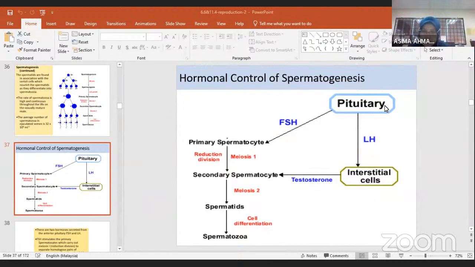All right, so these two hormones, again, the pituitary gland secretes both FSH and LH. So FSH will stimulate primary spermatocytes to undergo meiosis I, producing secondary spermatocytes. And then in order for secondary spermatocytes to continue with meiosis II, it requires testosterone. So testosterone is secreted by interstitial cells upon stimulation from this LH. So LH will stimulate interstitial cells or Leydig cells to secrete testosterone, and then it stimulates secondary spermatocytes to undergo meiosis.